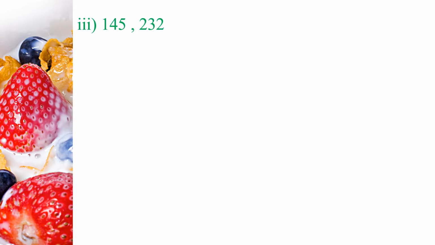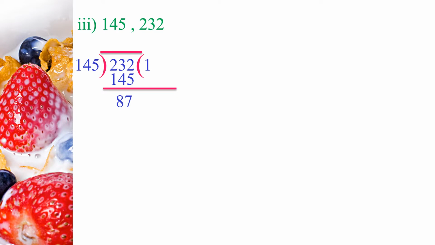145 and 232. Now we are going to find the HCF by division method. That means here 145 is the smallest number and 232 is the biggest number. Now we are going to divide the greater number by the smaller number. So how many times we have 145 in 232? We have only one time, so write 145. Now subtract, we will get 87 as remainder.